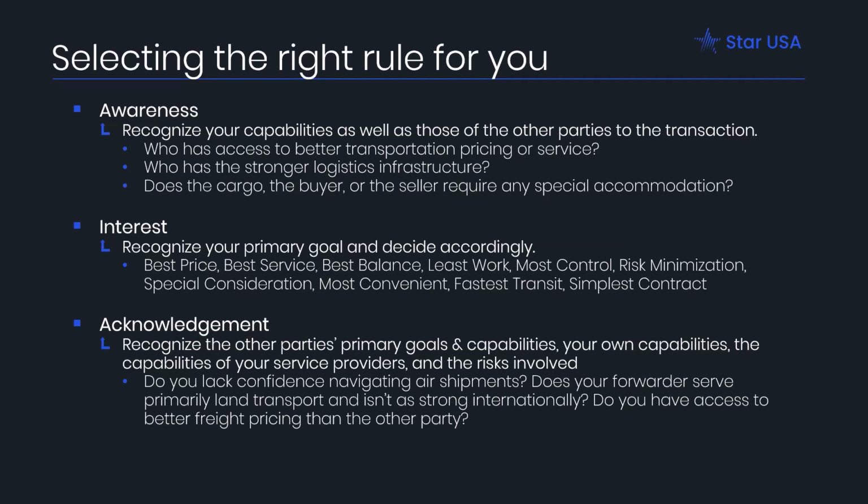Your company may have a blanket policy of always selling on an FCA term and always buying on a DAP term, but circumstances are going to arise where you want to deviate from that standard practice, and knowing why you're doing it is important. And you want to lastly acknowledge the other party's primary goals, responsibilities, and capabilities. Smart, savvy buyers and sellers are going to be able to recognize what the buyer wants or what the vendor wants and be able to fold those considerations into that negotiation phase.